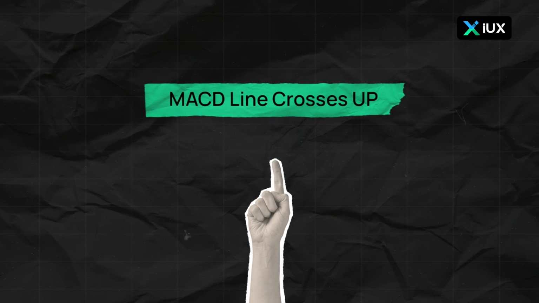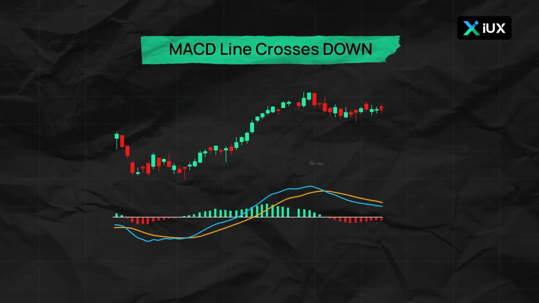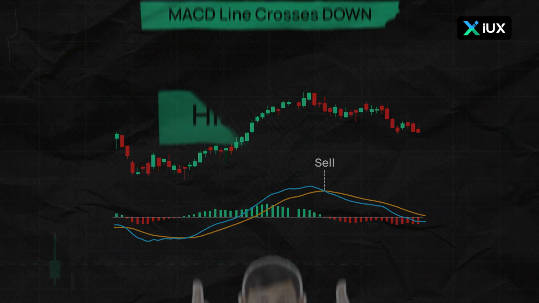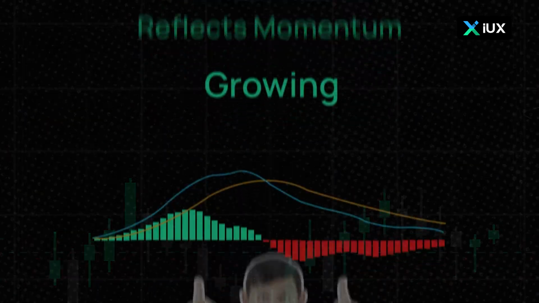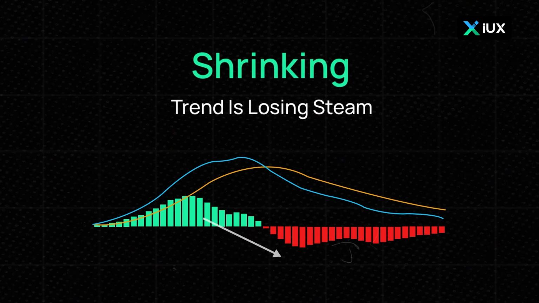When the MACD line crosses above the signal line, it's a buy signal. When it crosses below, it's a sell signal. The histogram reflects momentum. If it's growing, the trend is strengthening. If it's shrinking, the trend is losing steam.